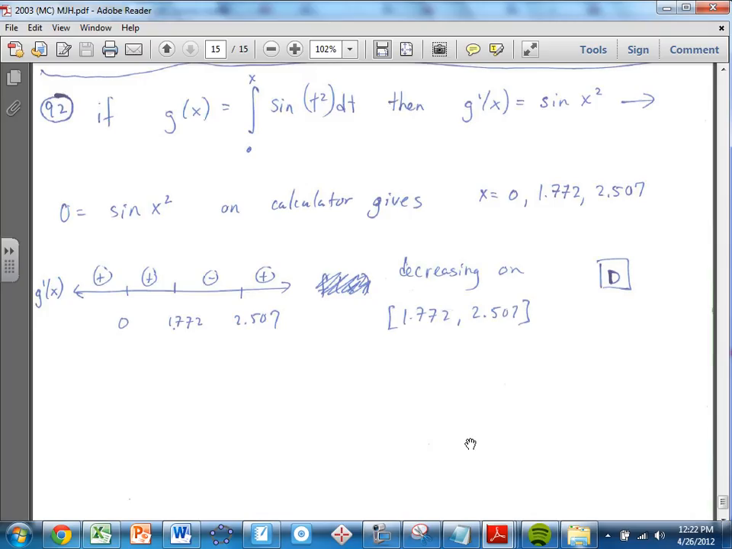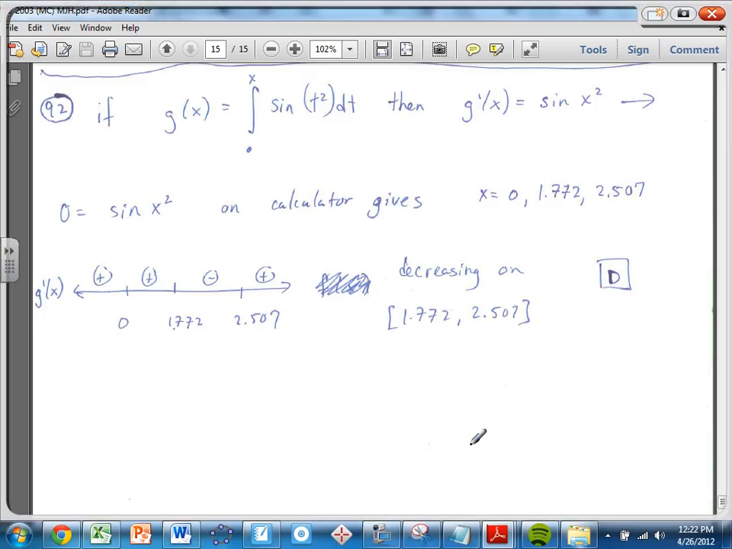Okay, number 92. It says, let the function g be given by the integral from 0 to x of sine of t squared dt for -1 to 3, on which of the following intervals is g decreasing? All right, first of all, this is the statement you have to write down at the top. If g is defined as the integral, then g prime is just the original.